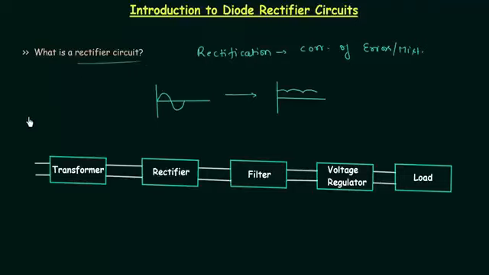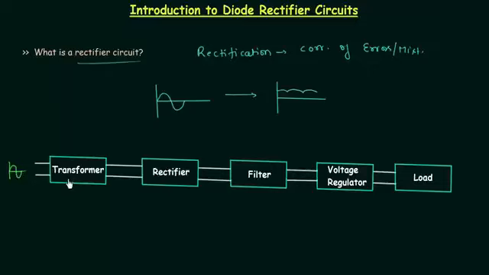The next thing is stages of DC power supply. There are 5 blocks in this model. The first block is transformer, the second block is rectifier, the third block is filter, the fourth block is voltage regulator, and the last block is load. AC supply is given to the transformer with rated frequency.